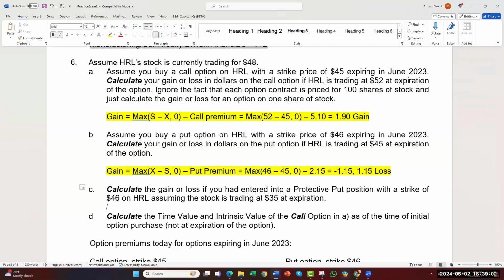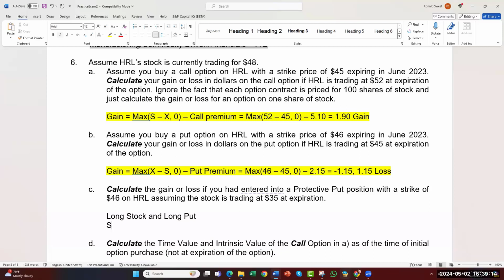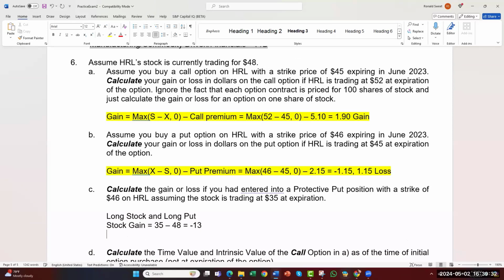All right, this next one's a protected put. In a protected put, you are long the stock and long a put. So here the stock gain is going to equal the stock price of $35. That looks pretty bad. Minus, what did you buy it at? Well, the original price was 48. 35 minus 48 equals a loss of 13. And then the put, you just do it again: max of strike minus stock and 0, minus the premium.